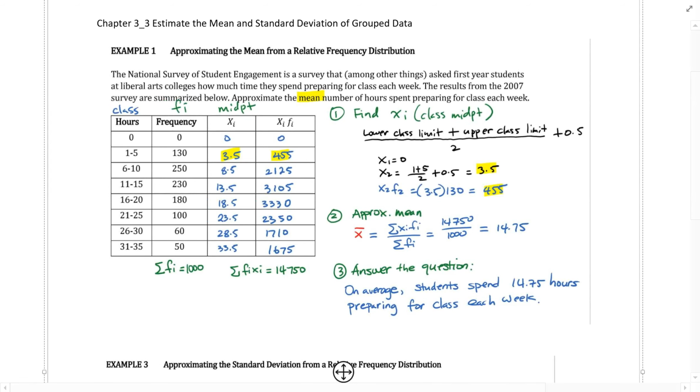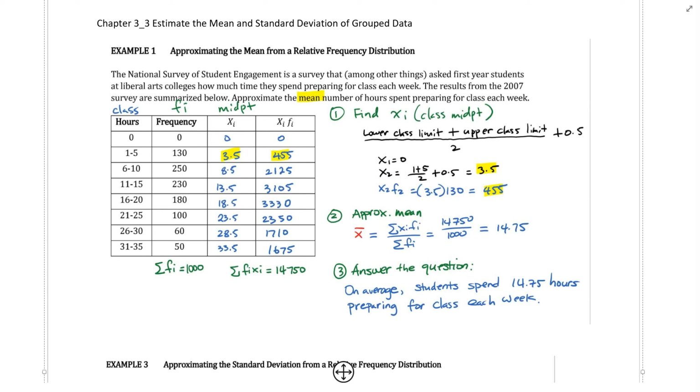So the example states that the National Survey of Student Engagement surveyed, among other things, first-year students at a Liberal Arts College about how much time they spend preparing for class each week. The results are summarized below. We want to approximate the mean in this example.